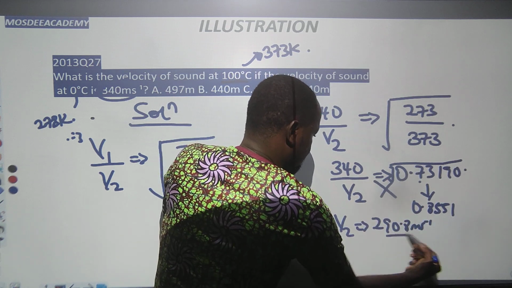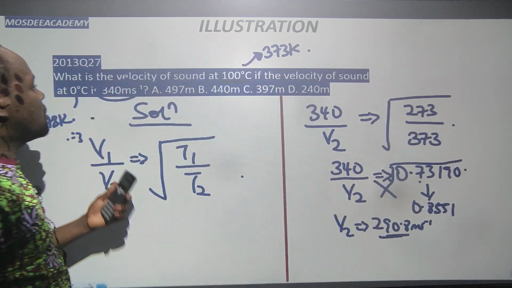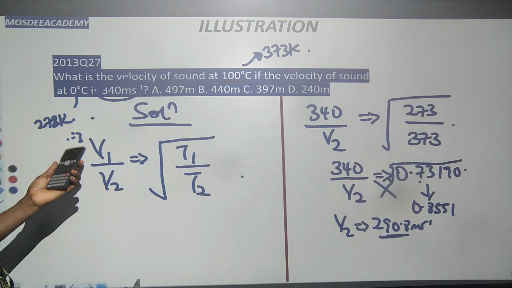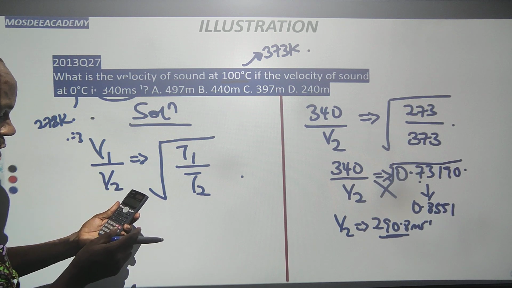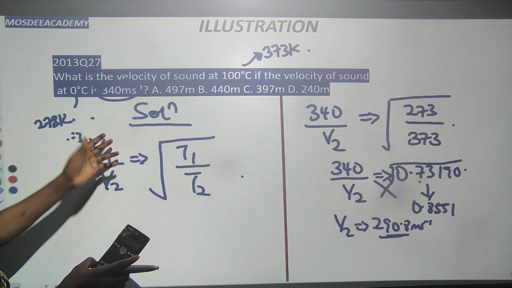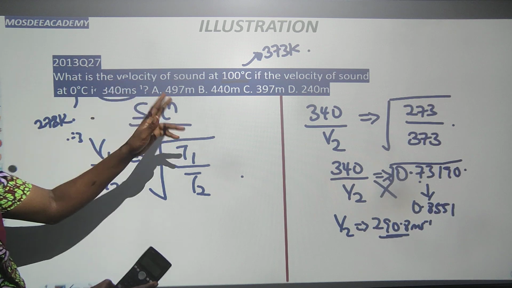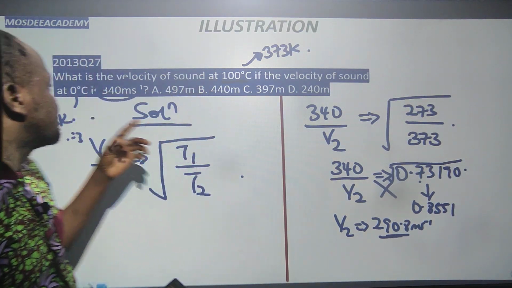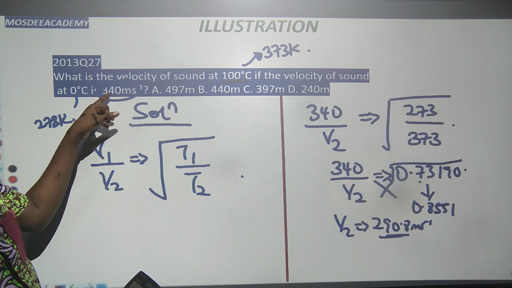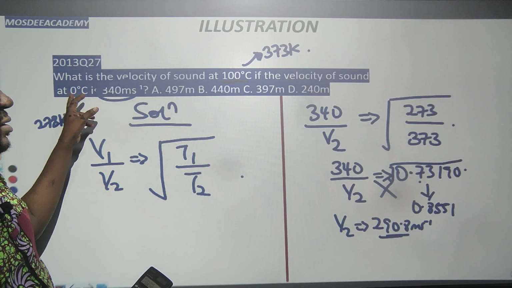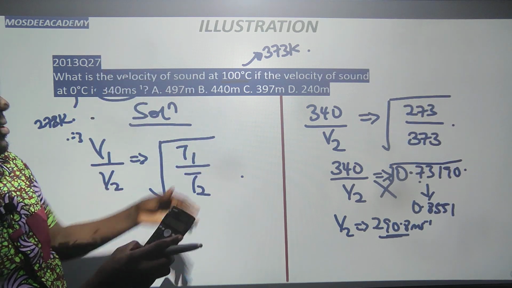So you check the options. That's what you are going to look for. That's what I'm having, 290, and none of the options here is correct. So I think maybe there's a mistake somewhere. I can check it for the last time. What is the velocity of sound at 0? Velocity of sound at 0 is 340, with temperatures 273 and 373.